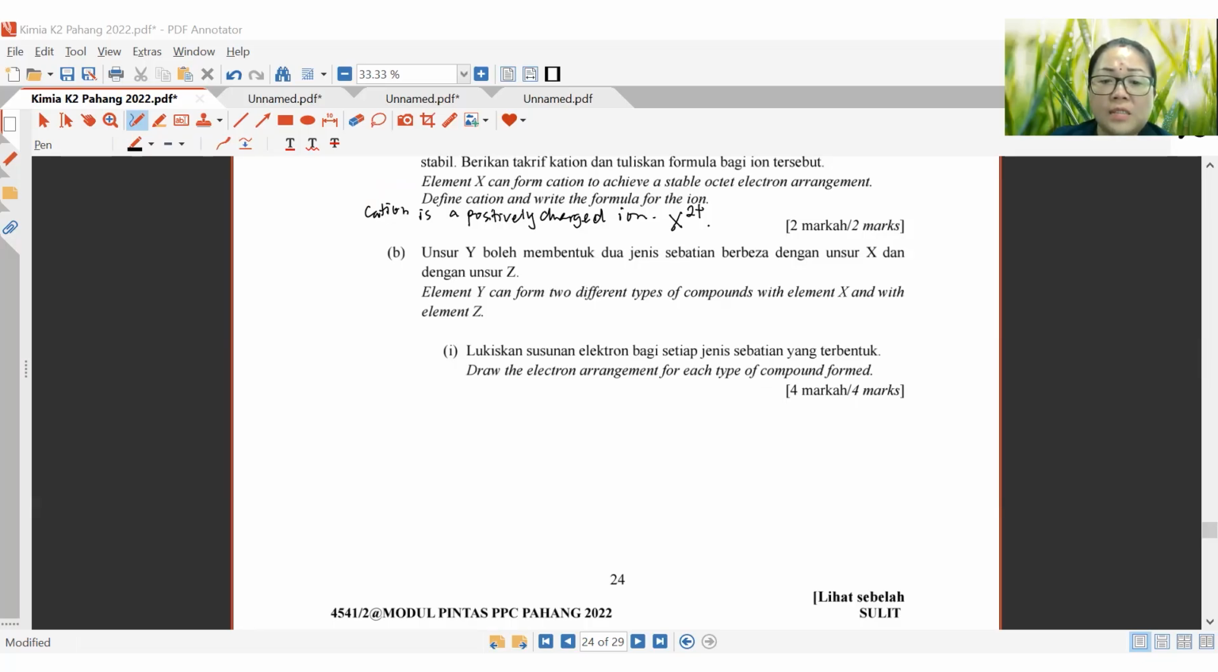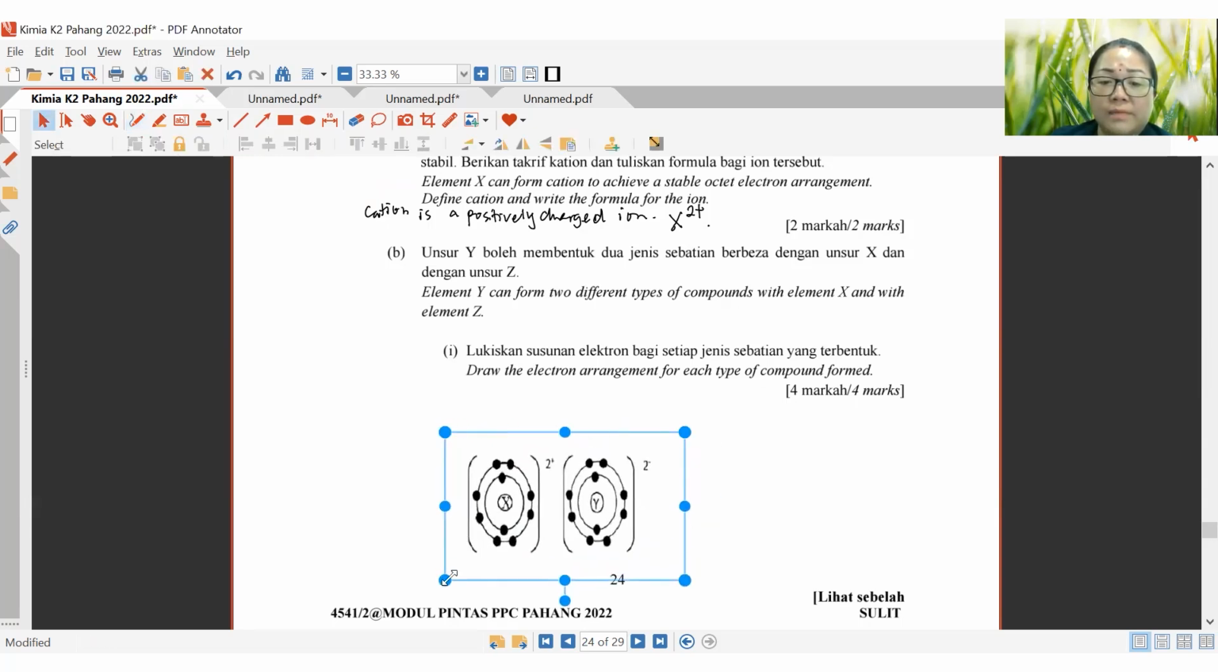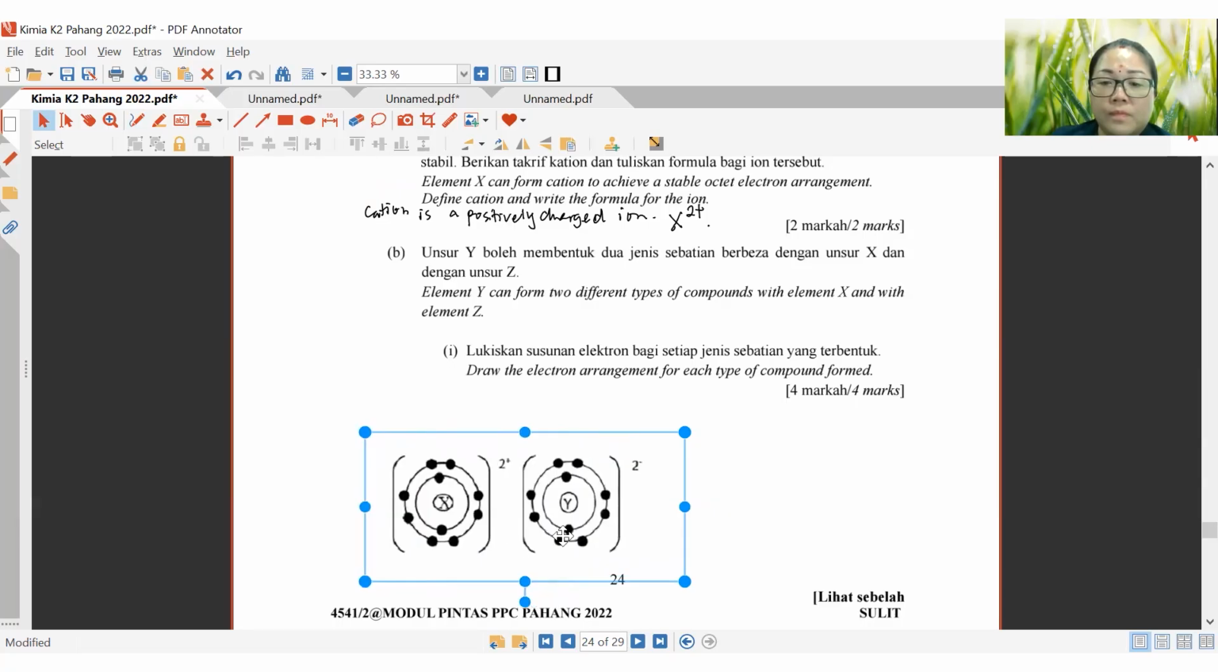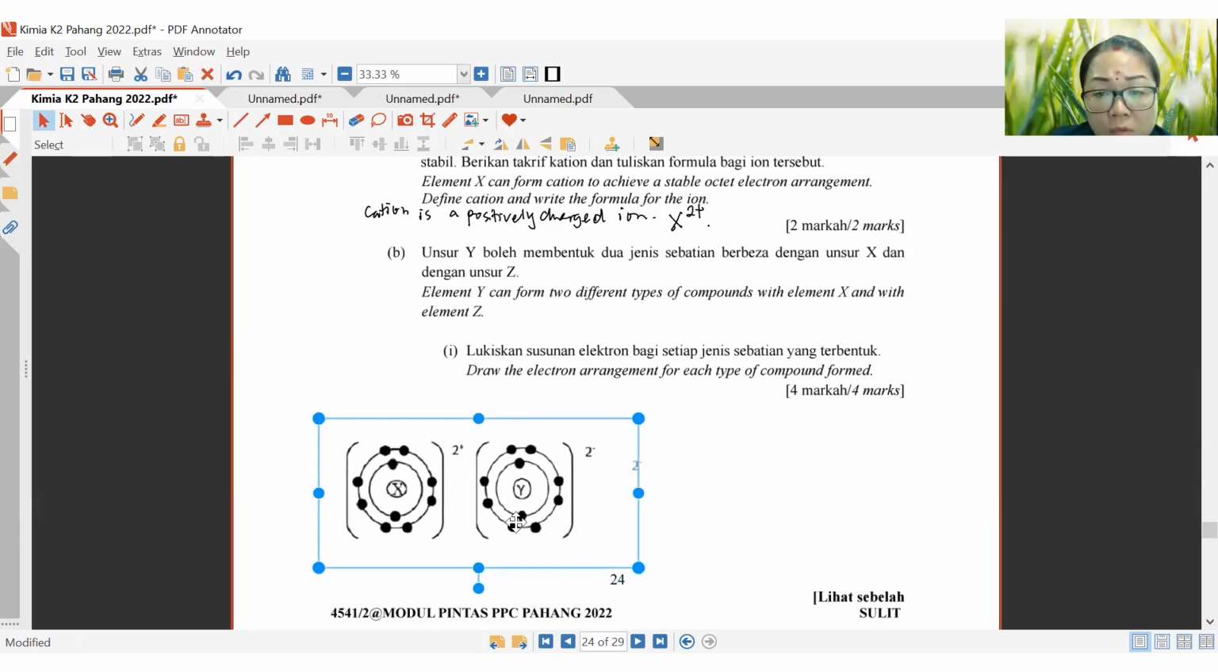All right, now let's try out with Y and X first. Okay, so X and Y, you will get things like that, because they only ask you to draw the electron arrangement for each type of compound formed, meaning the end product. You don't have to draw the entire formation, just the end product is enough. Okay, make sure it's in nucleus. And make sure both are stable with label of ion, the cation and anion.